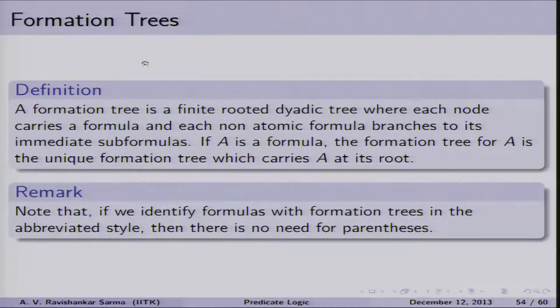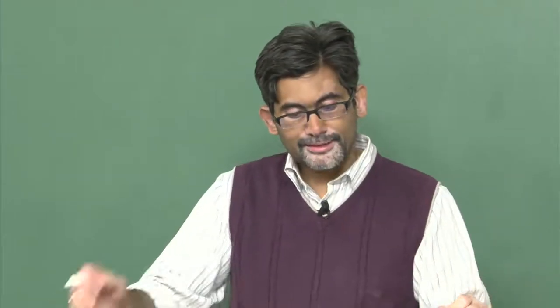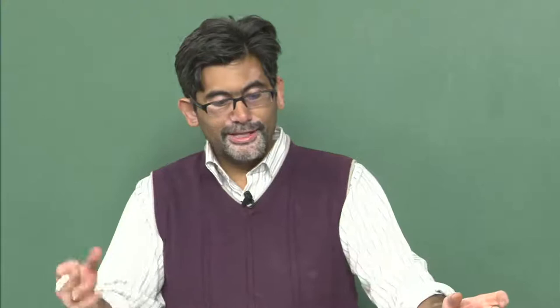Suppose you say for all x, p x y implies q x y, for example. That will have a certain specific, unique formation tree. When you compare with another formula such as p x y implies not q x y, that will have its own formation tree. So each formula comes up with its unique formation tree. Now, what is the definition of a formation tree?